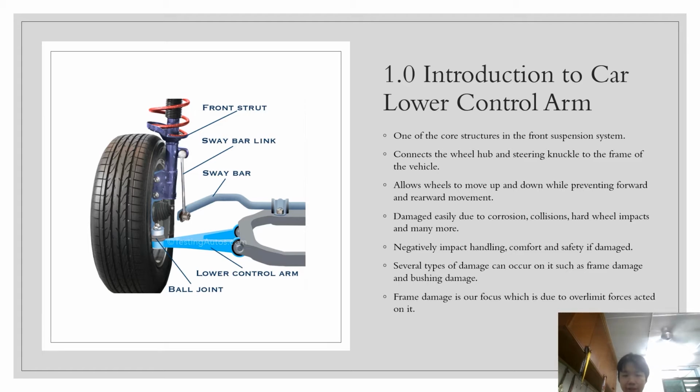However, it can be damaged easily due to corrosion, collisions, hard wheel impacts, and many more, which will negatively impact handling, comfort, and safety. There are several types of damage that can occur on it, such as frame damage and bushing damage. Frame damage is our focus, which is due to over-limit force added on it.